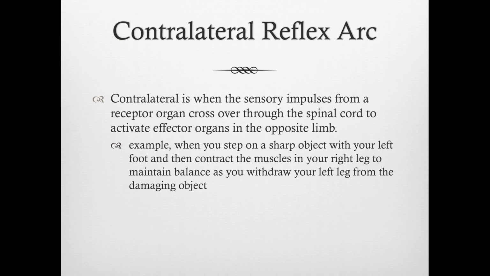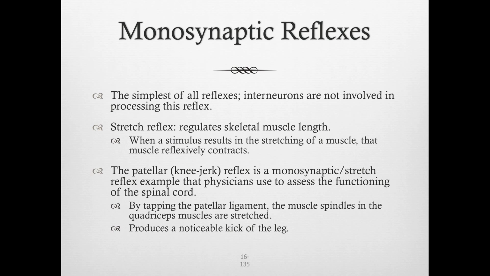So here you see the effector. The effector is on the right side of the body. That's the leg that's straightening and it's helping to maintain your balance, because it's the left leg that you're perceiving the pain from. Contralateral, right? So opposite sides of the body. Okay, so those were two different types of reflex arcs.